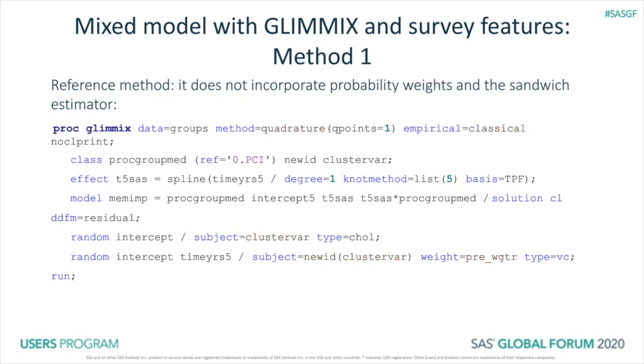On this slide, I'm showing you what we call the reference method. In this case, we are not accounting for any survey feature. So you see here that I have crossed out the EMPIRICAL=CLASSICAL option and also the probability weight. Basically, this is the baseline model that we are comparing with for the rest of the methods.